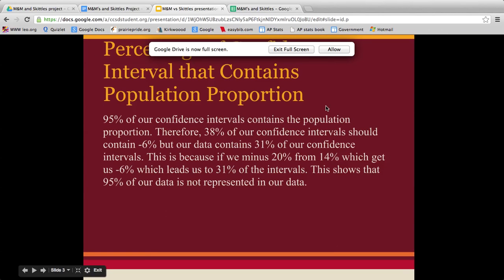95% of our confidence intervals should contain the population proportion. Therefore, 38% of our confidence intervals should contain -6, but our data contains 31% of our confidence intervals. This is because if we subtract 14% minus 20%, which gets us -6, this then leads us to the 31%. This shows that 95% of our data is not represented in our data.